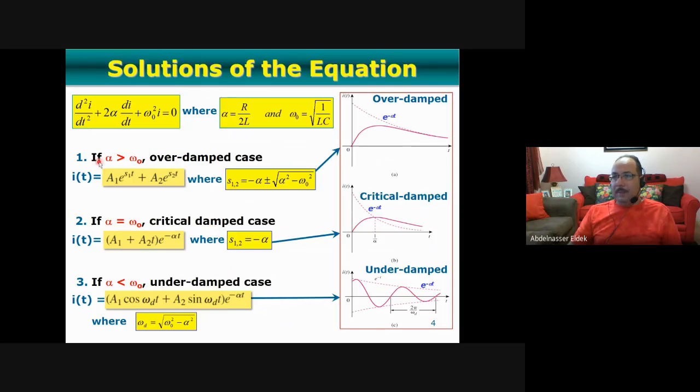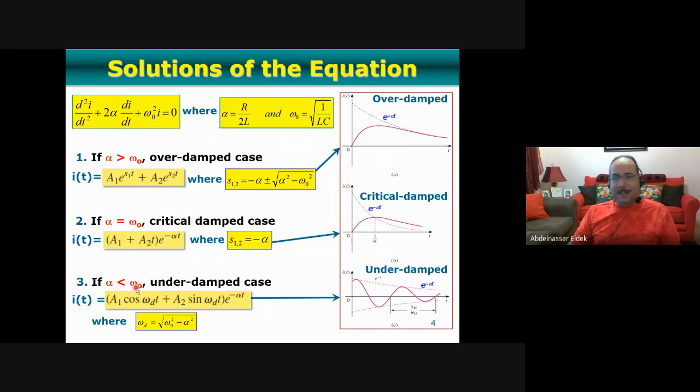So again, if alpha is more than omega, this is overdamped, and this is the solution. S1 and S2 are calculated like this. These are the values for S1 and S2. If alpha equals omega, this is the solution, and of course S1 and S2 in this case are just negative alpha. So you don't need this S1 and S2.